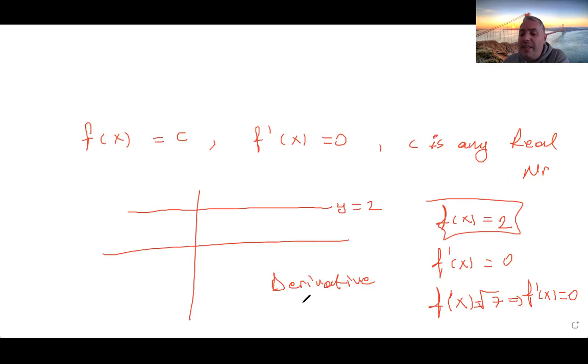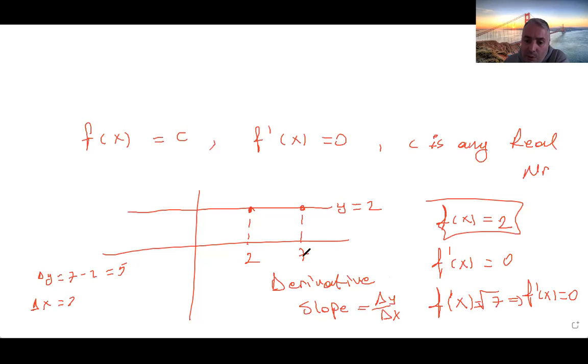Derivative of a function means slope. What does slope mean? Delta y over delta x, change in y divided by change in x. So whenever you take any two points, for example, this is 2 and this is, let's say, 7. What is delta y? Delta y is 7 minus 2, which is 5. What is delta x?